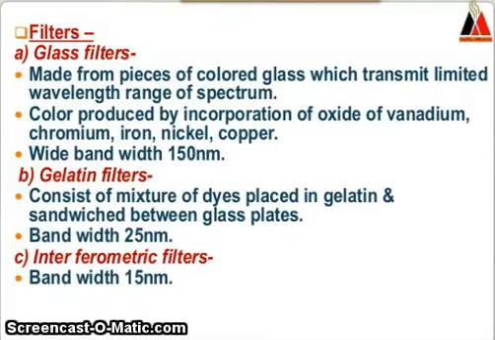Filter: glass filter made from pieces of colored glass which transmit a limited wavelength range of a spectrum. Color is produced by incorporation of oxides of vanadium, chromium, iron, nickel, copper. Wide band with 150 nanometer.